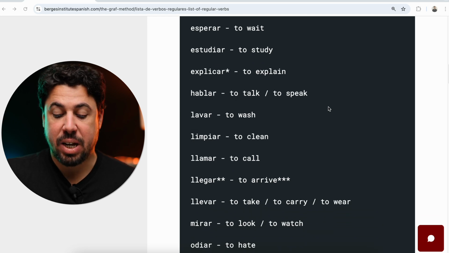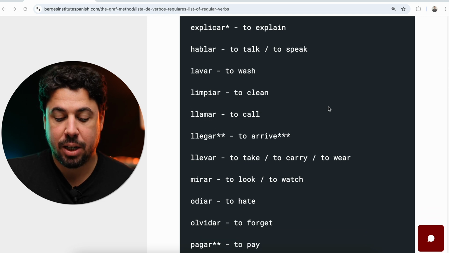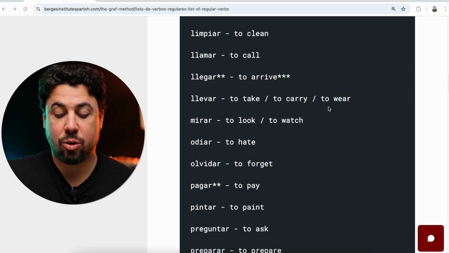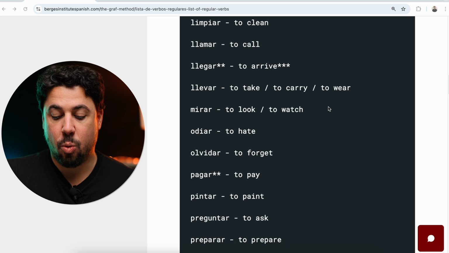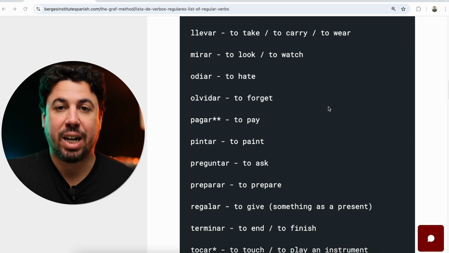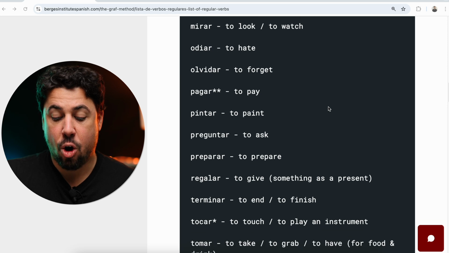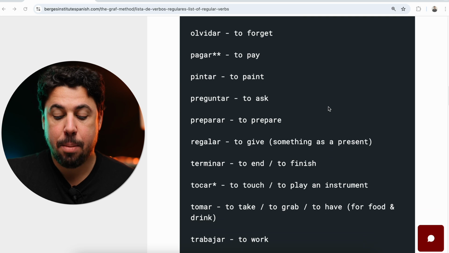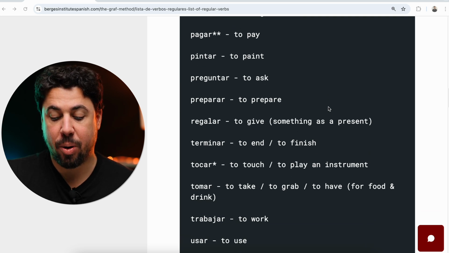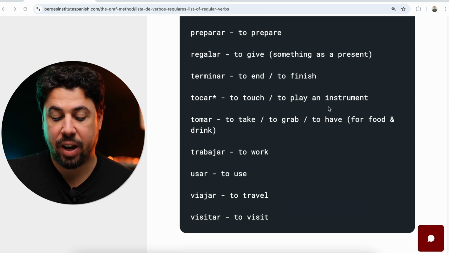Estudiar, to study. Explicar, to explain. Hablar, to talk or to speak. Lavar, to wash. Limpiar, to clean. Llamar, to call. Llegar, to arrive. Llevar, to take, to carry or to wear. Mirar, to look or to watch. Odiar, to hate. How do we conjugate odiar in the present tense? Odio, odias, odia. Odiamos, odiáis, odian. Olvidar, to forget. Pagar, to pay. Pintar, to paint. Preguntar, to ask. Preparar, to prepare. Regalar, to give something as a present. Terminar, to end or to finish.